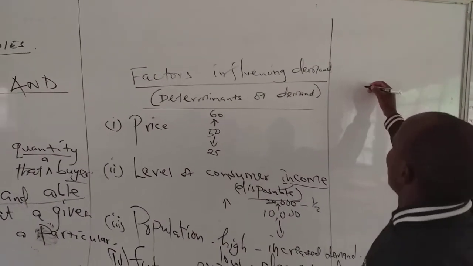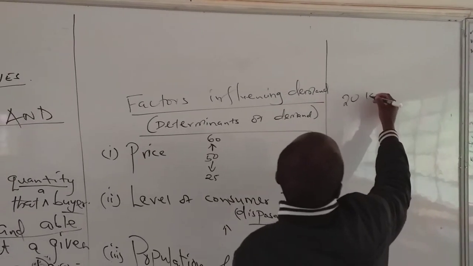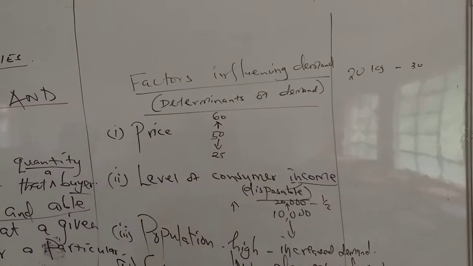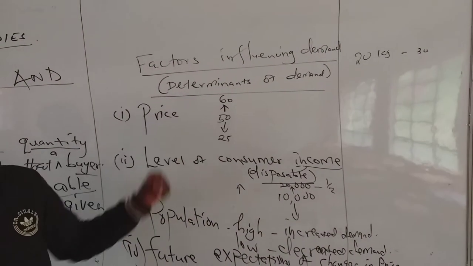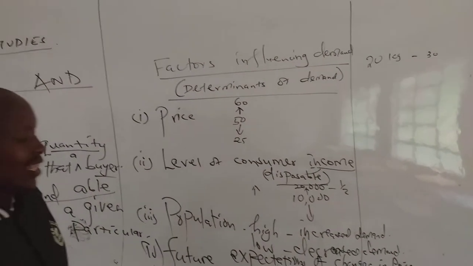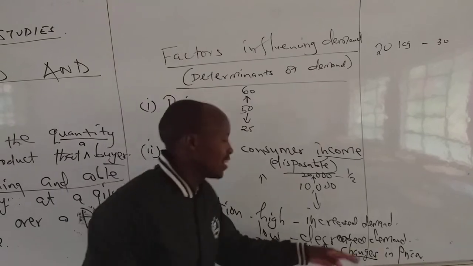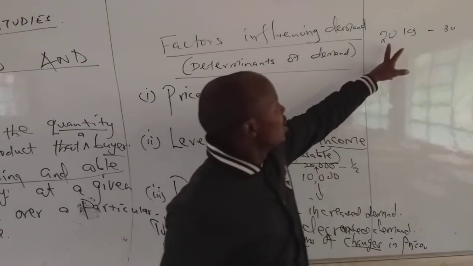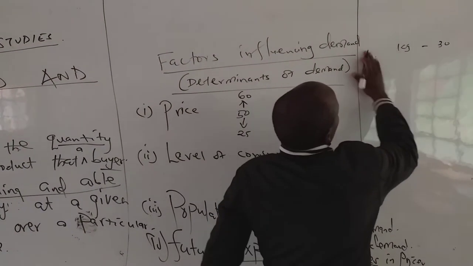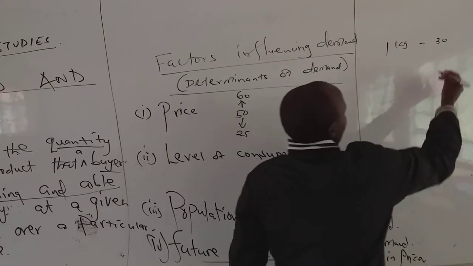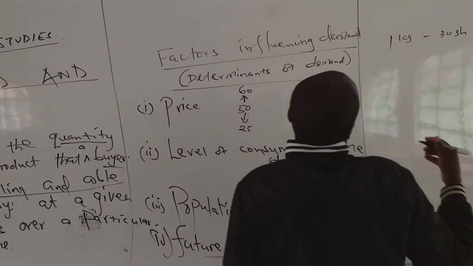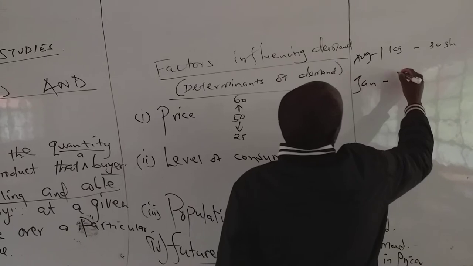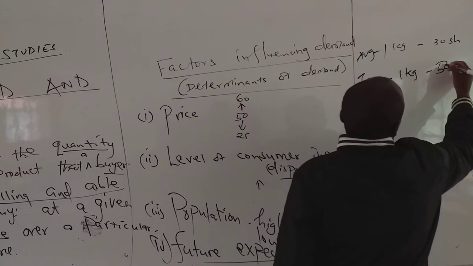Assuming that currently, this month of July, 1 kg of maize is going at 30 shillings. Then in the future, maybe January next year, people think that this price will change. The price can change either positively or negatively; it can either increase or reduce. So currently 1 kg of maize is 30 shillings, and people anticipate that come January next year, it might even go up to 50 shillings.